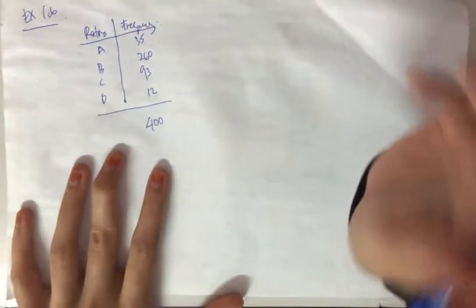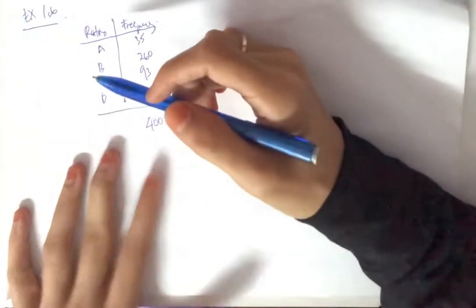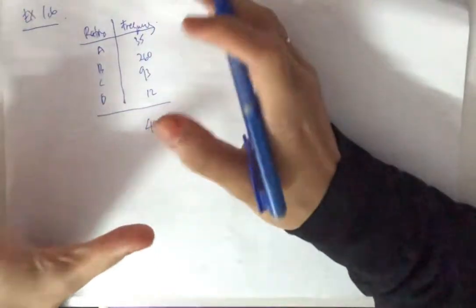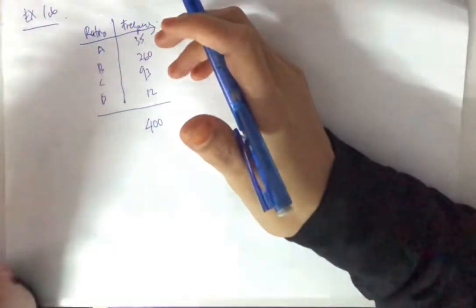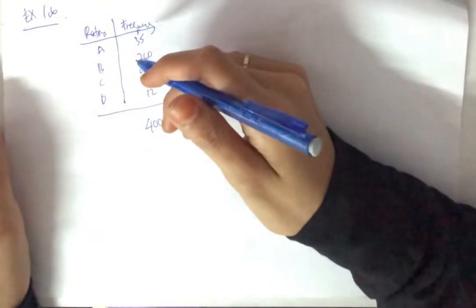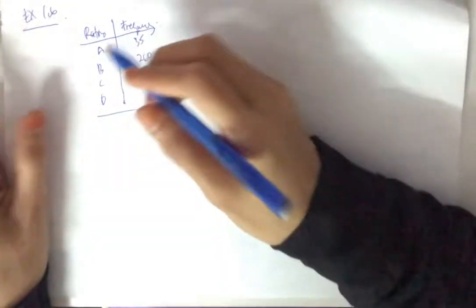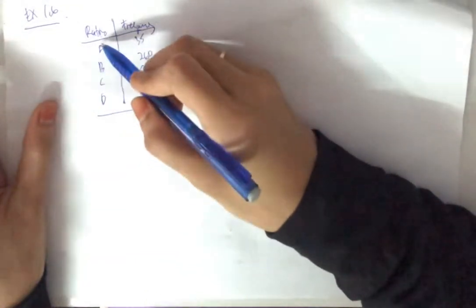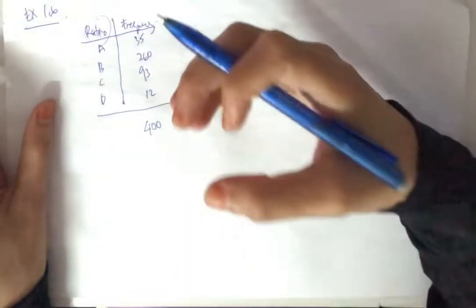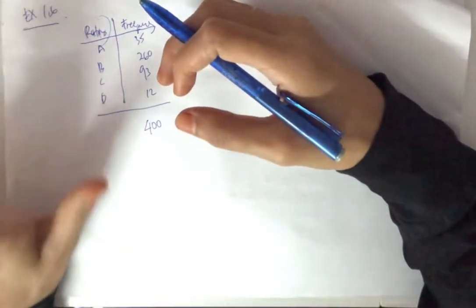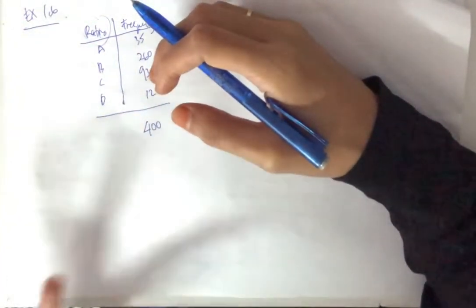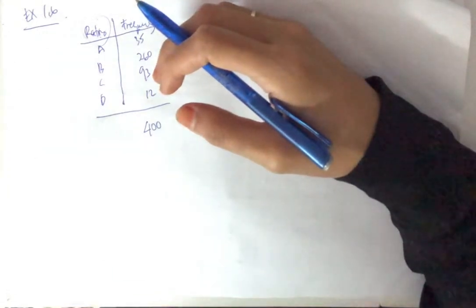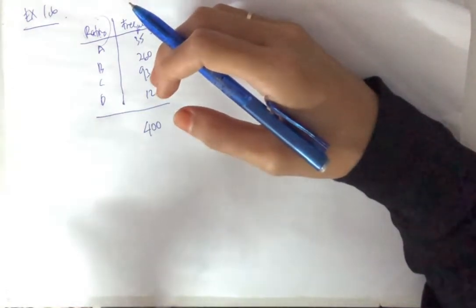Now my first question: what variable is this, qualitative or quantitative? It's qualitative. This is our variable, rating. So A, B, C, D is not a number, right? It's a characteristic, so this is qualitative. When it comes to qualitative data, how do we represent the data? Either you use a bar graph or you use a pie chart.